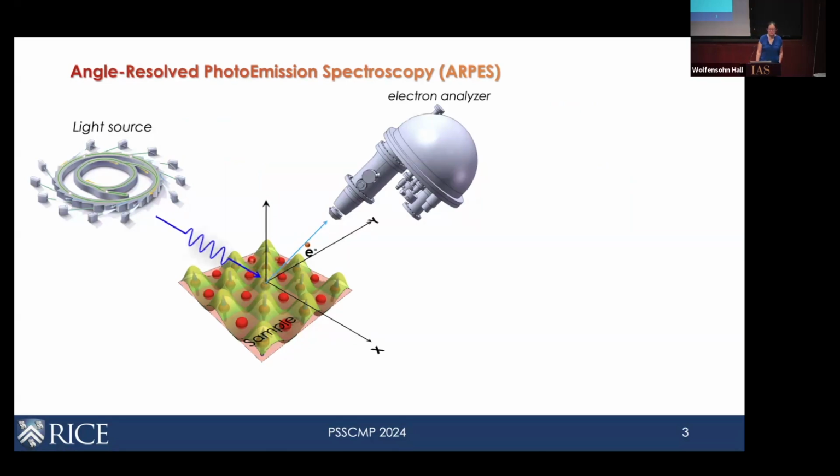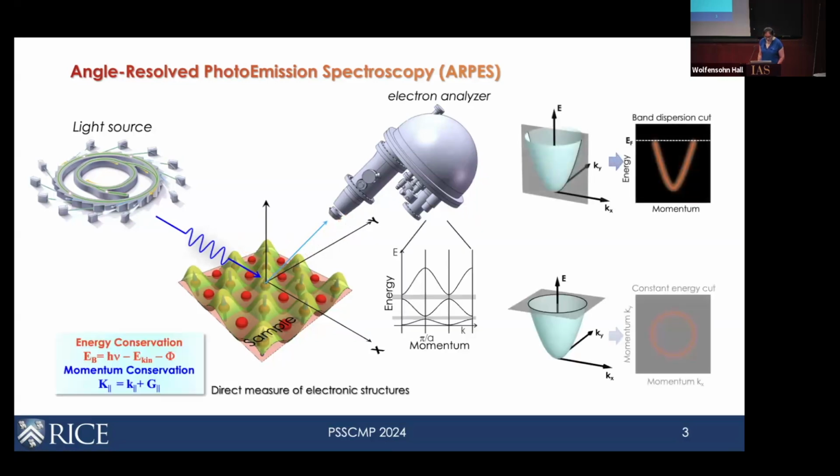Okay, so ARPES basically operates from the photoelectric effect. We shoot photons at a sample, sitting in ultra high vacuum, and the photons will give enough energies to the electrons to come out of the sample. And then these photoelectrons are captured by this electron analyzer, which measures the energy and also the momentum, which is via the direction of the photoelectrons from the sample. And using the conservation laws of this photoemission process, we can back out the energy versus momentum relationship of the electronic states from which these electrons were ejected, right?